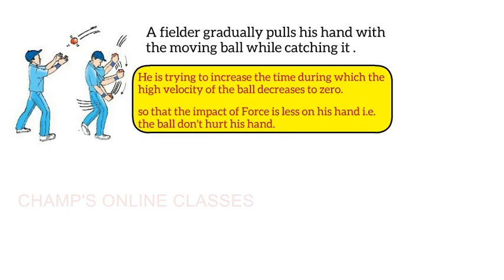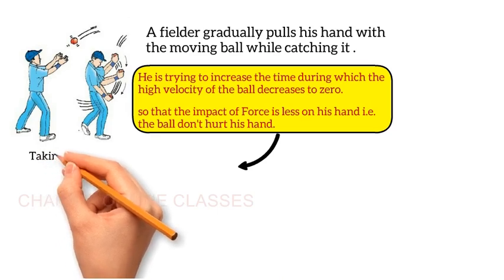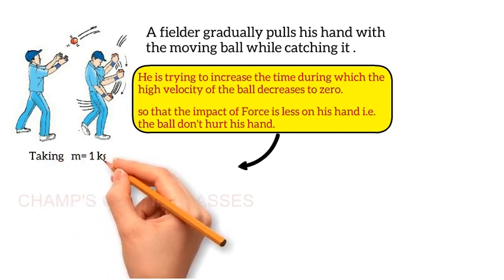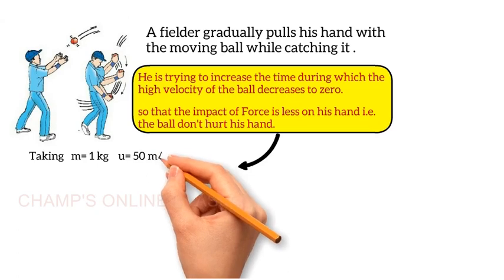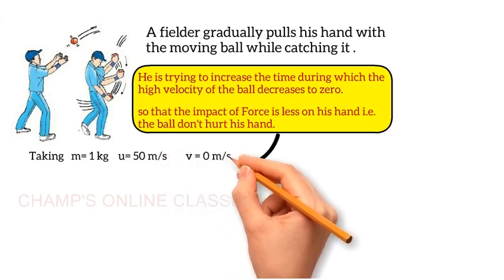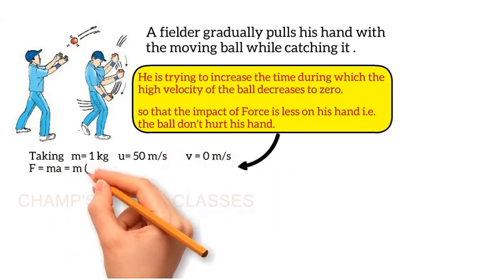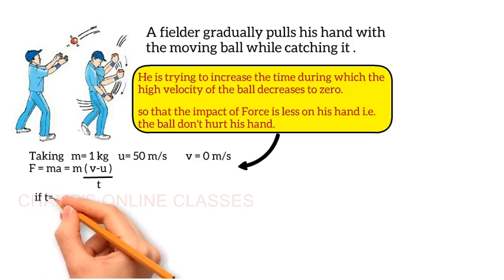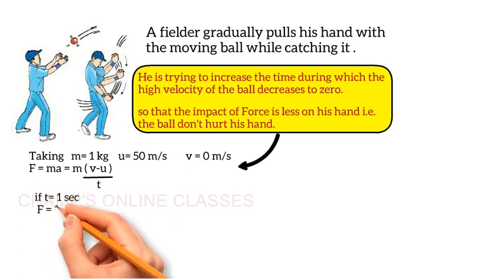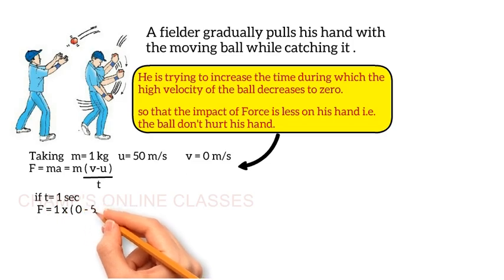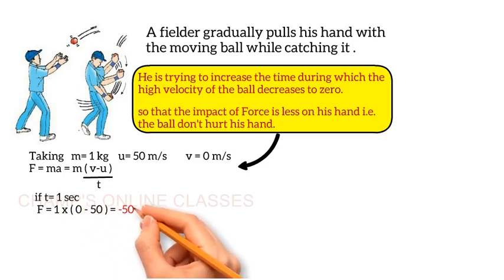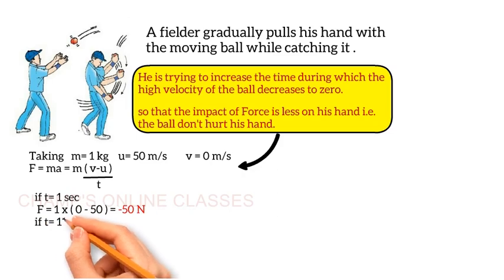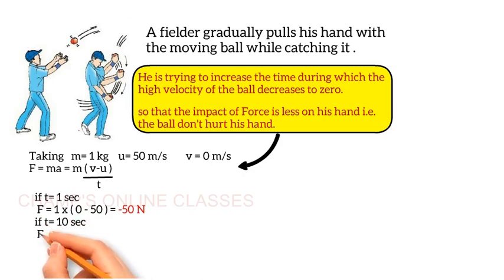Now let's understand it by an example. Let's take a ball of mass 1 kg coming towards the fielder with an initial velocity of 50 meter per second. The final velocity will be 0, that is after catching. Taking the formula of force as mass into acceleration, if the fielder takes 1 second to catch the ball, the force experienced by the fielder's hand will be minus 50 Newton. Now the minus sign indicates that it is a retarding force.